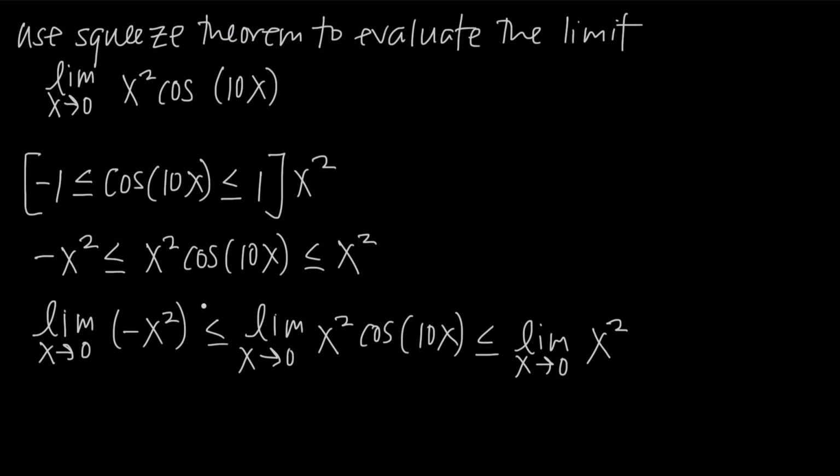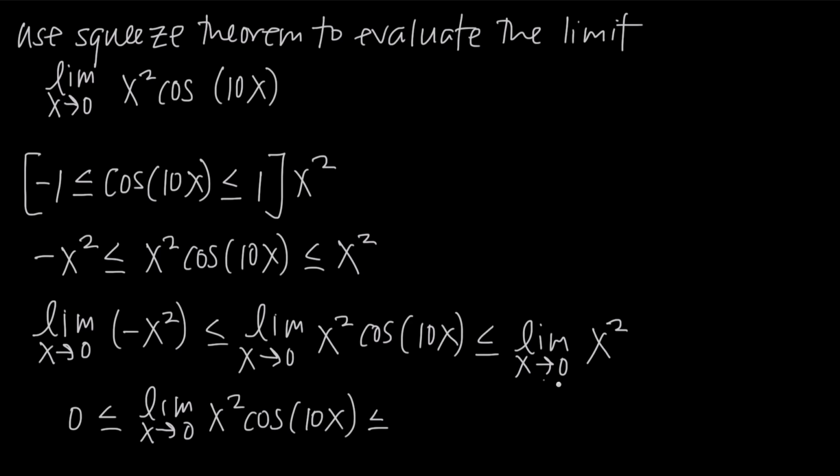Now here's where squeeze theorem really starts to come into effect. We can easily evaluate the limit on the left-hand side of the inequality here. If we plug in x equals 0, what we're going to get here is 0 squared, that's 0. When we multiply by -1, this negative sign, we still get 0. So the limit as x goes to 0 of -x squared is 0. So on the left-hand side here, we have 0. Then we have the entire middle of the inequality. And then on the right-hand side, we have another limit that we can easily evaluate. We're taking the limit as x approaches 0 of x squared. Well, if we plug in x equals 0, we're going to get 0 squared, which is just 0. So what we end up with on the right-hand side is 0.